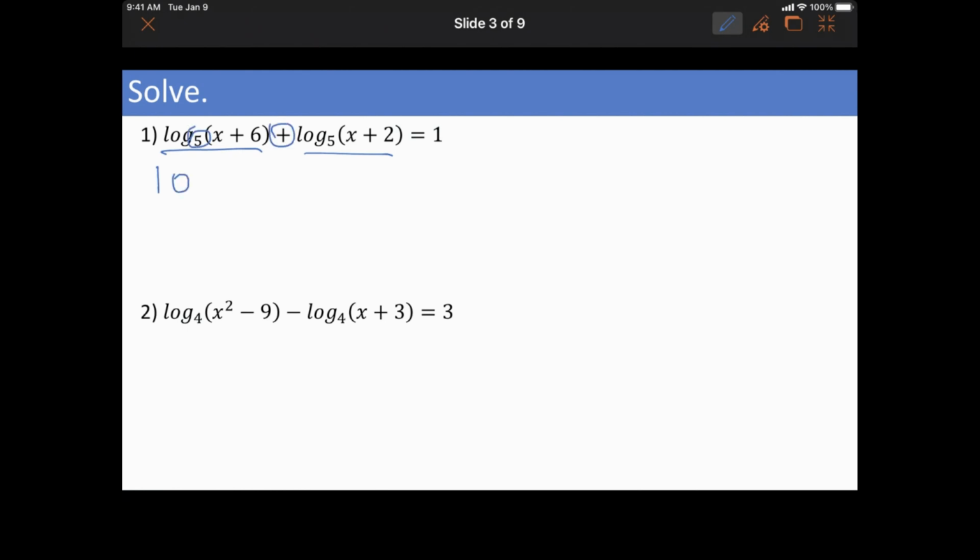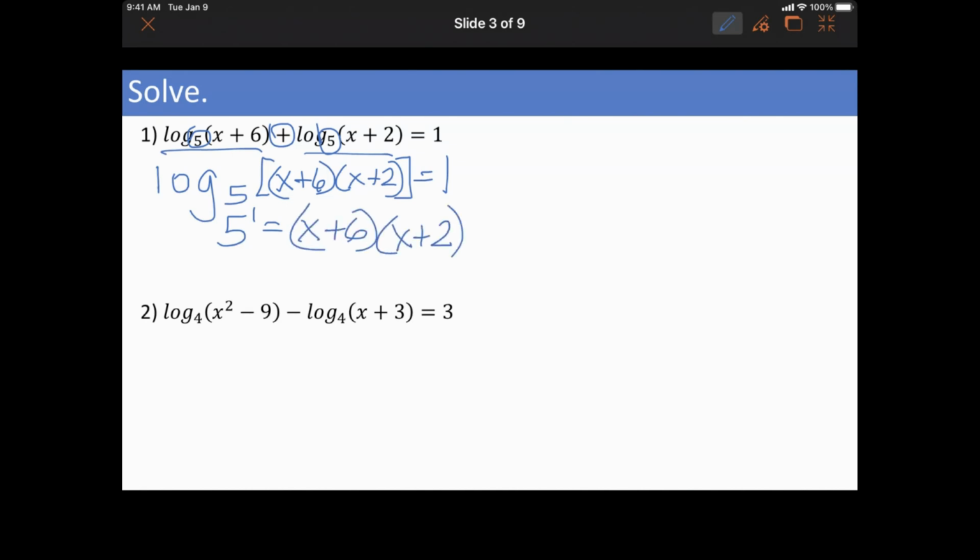They're both base 5, so I'm going to rewrite this as log base 5 of x plus 6, and yes, you're going to put the parentheses, times x plus 2, and 1. All right, now I'm going to rewrite it as an exponential equation. Okay, you're like, oh, but we know how to do this. We've done this. I'm going to write it up here.